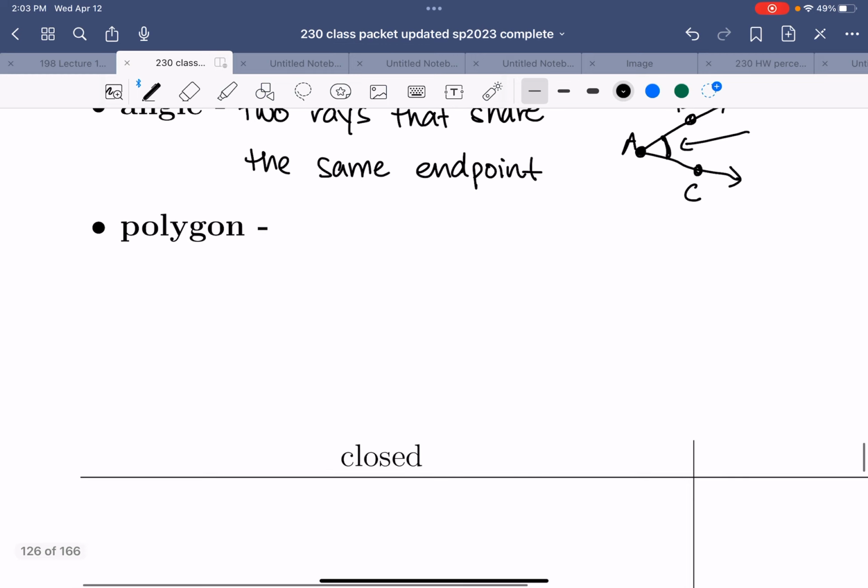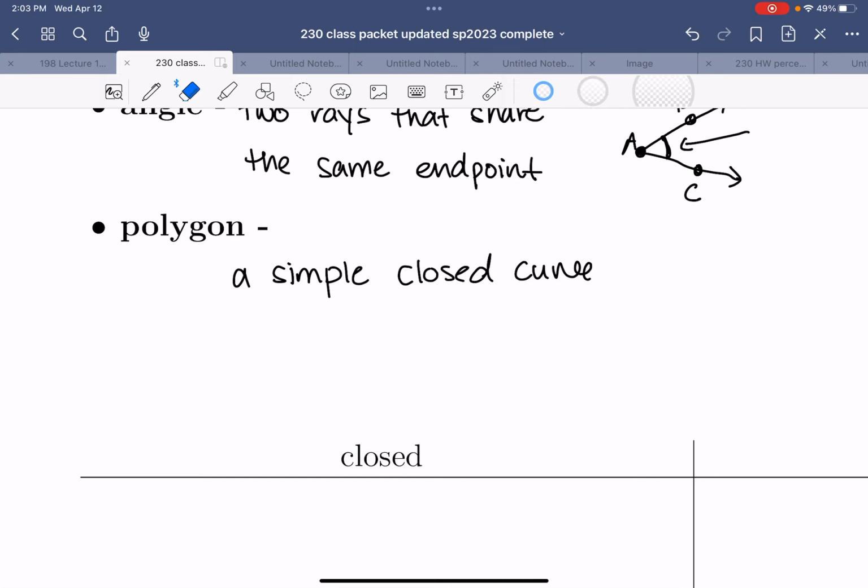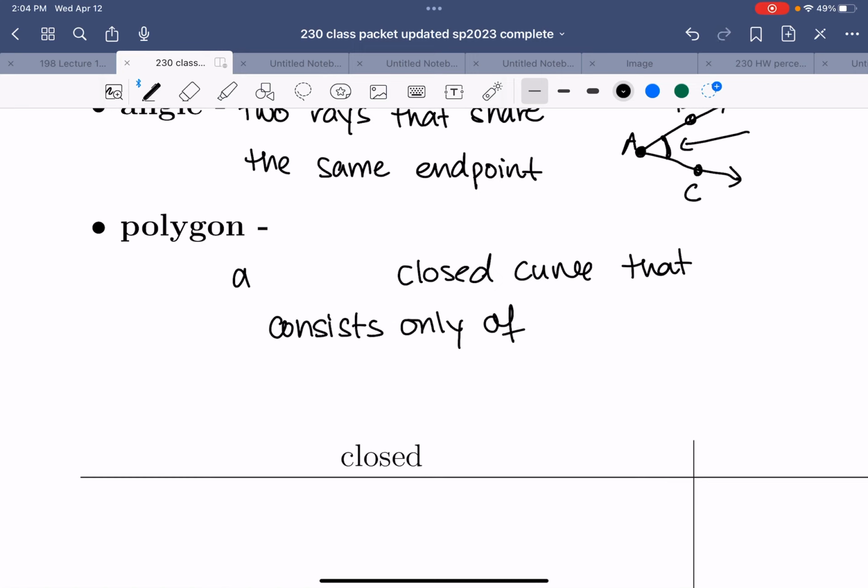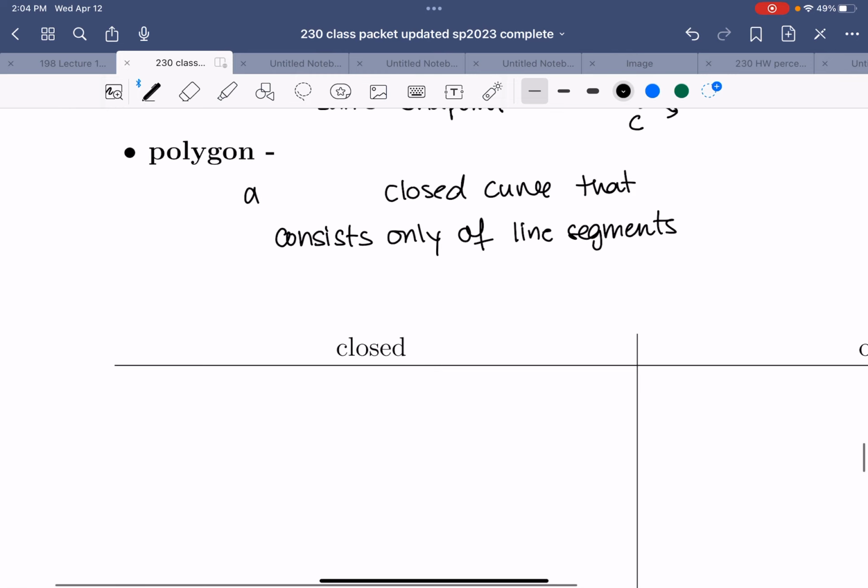And then a polygon is a simple closed curve. And actually, I'm not even sure that we define it to be simple. So let's just go with a closed curve, right? That consists, my spelling's a little off today, sorry y'all, only of line segments. Okay. Closed just means that it has to end where it starts.